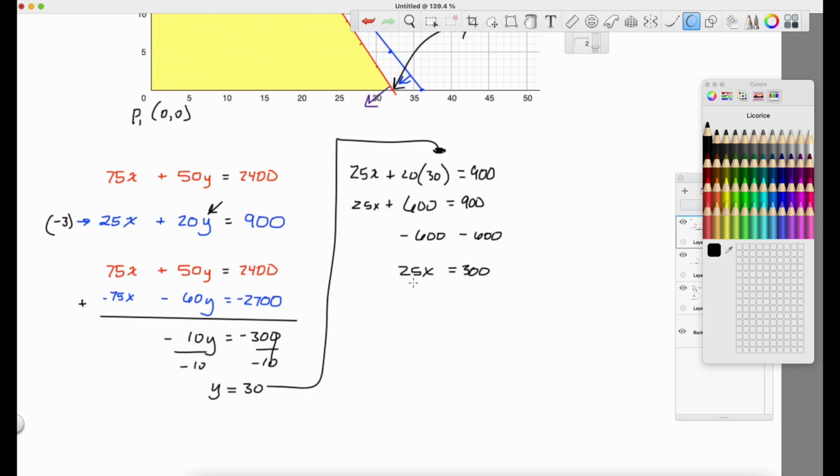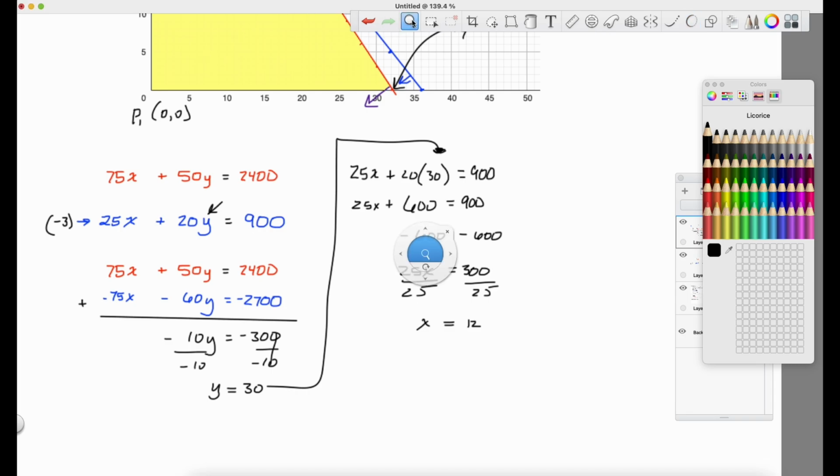25x equals 300. Divide both sides by 25. And x is going to equal, what is that, 12? All right, there are 4 25s in 100, so there would be 12 in 300. Okay. That doesn't make sense. Hold up. So 300 divided by 25. Yeah, that is 12, isn't it?